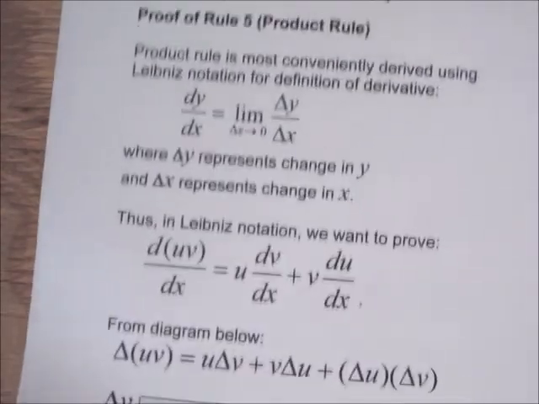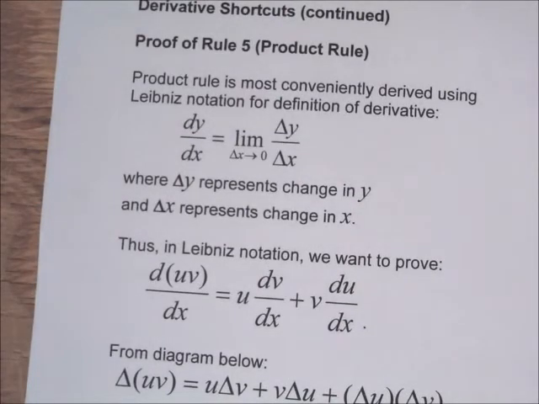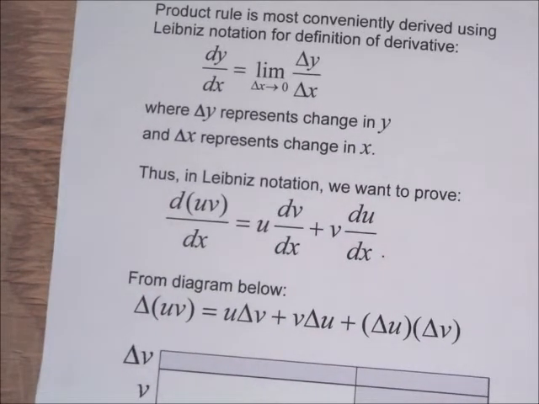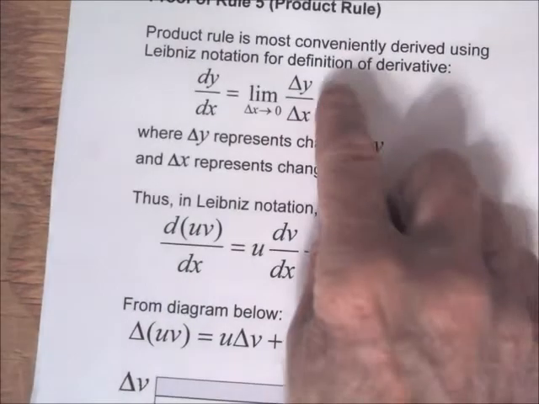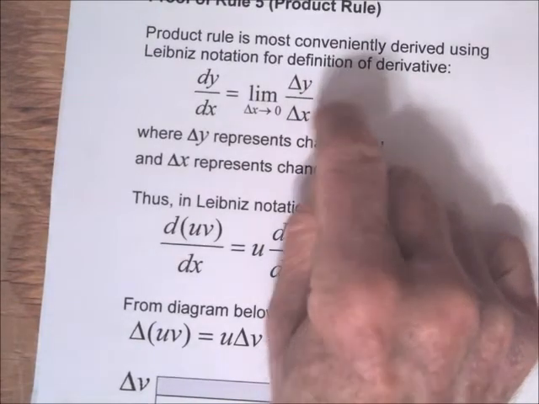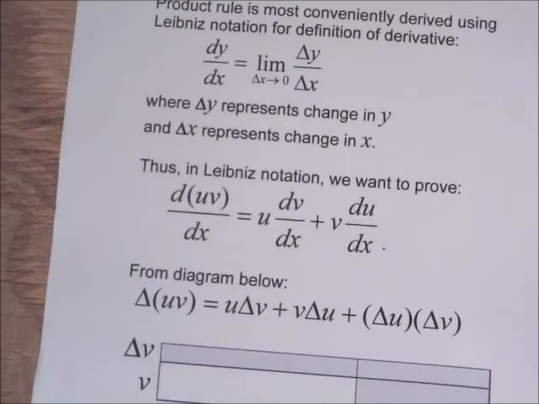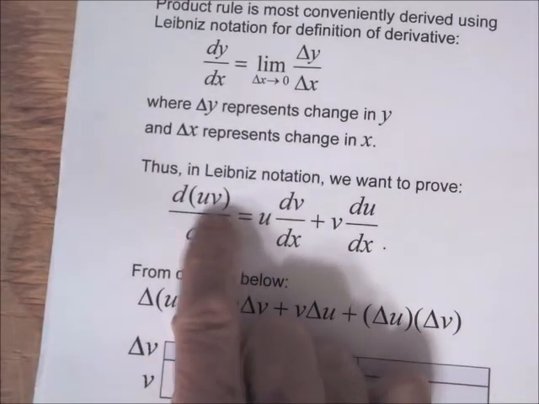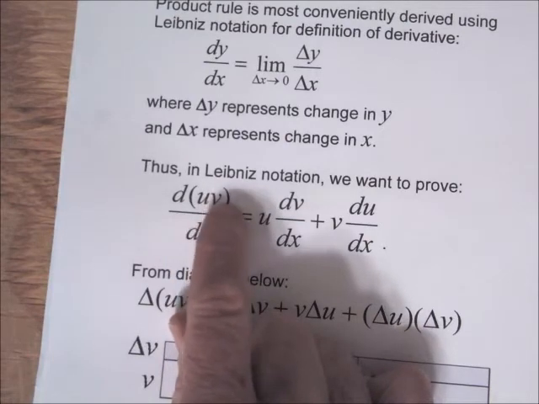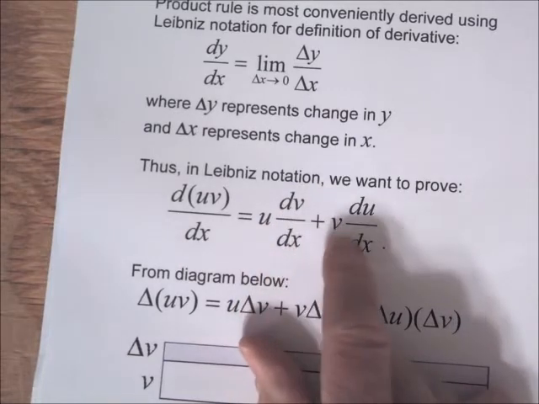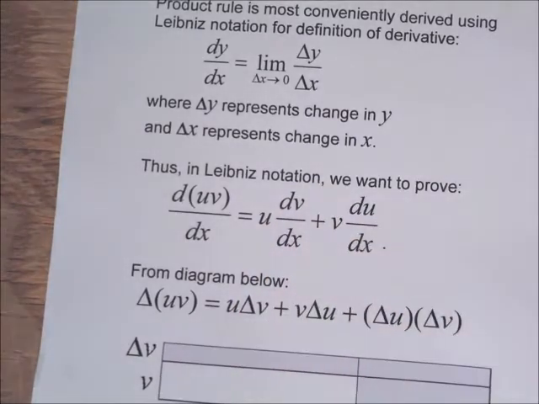Here's a proof of the power rule. Proof of the power rule is more convenient in Leibniz notation. The derivative dy/dx is the limit as delta x goes to 0 of delta y over delta x. Delta y is the change in y, delta x is the change in x. And so we want to prove that in Leibniz notation, the derivative of the product uv with respect to x is equal to u times the derivative of v with respect to x plus v times the derivative of u with respect to x.